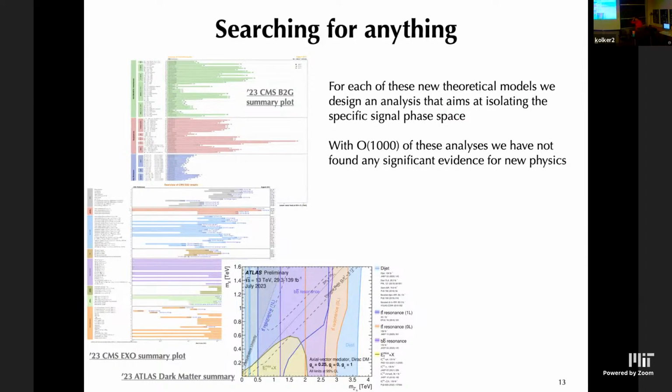However, now in the post-Higgs era, we are looking for new physics, and we have a huge number of theoretical models. For example, these are summary plots from ATLAS and CMS, which are unreadable, but just to let you know that each of these lines is a search that you are performing, a theoretical model. For example, a new particle is predicted, and we set some limits on what the mass of this new particle could be. For each of these theoretical models, we design an analysis which aims at isolating the specific signal, and that's how we manage to set the limits. However, with thousands of these analyses, we have not found any significant evidence for new physics.